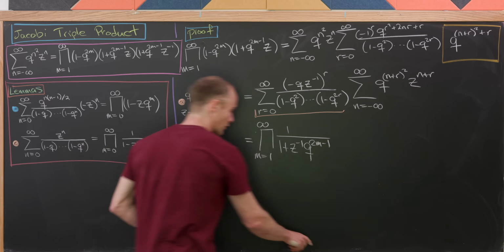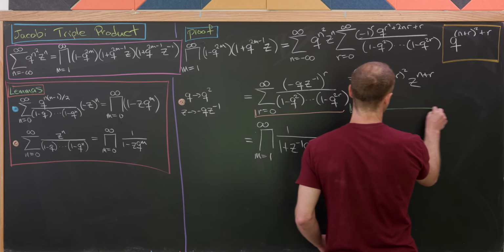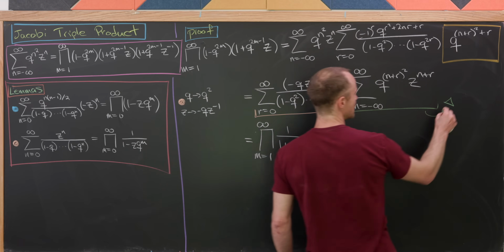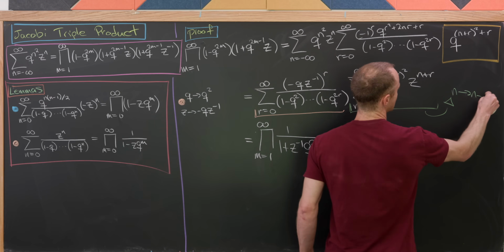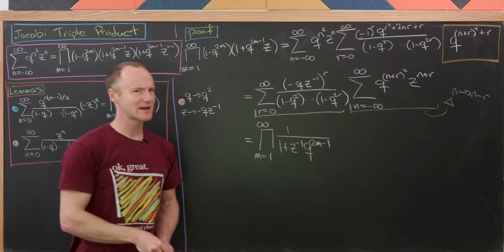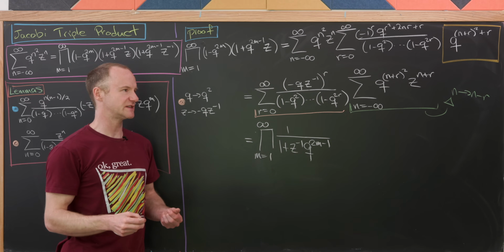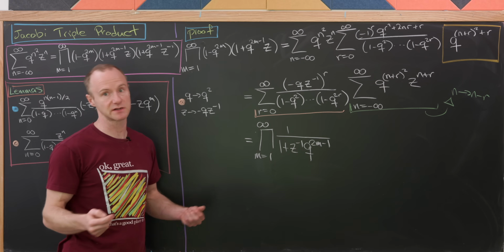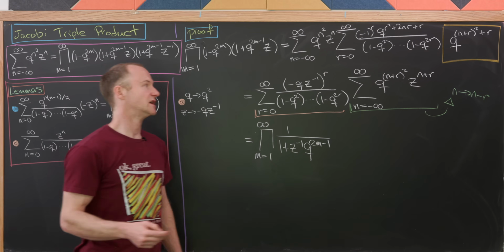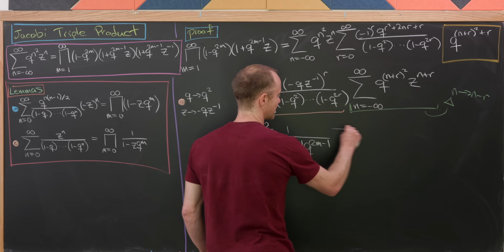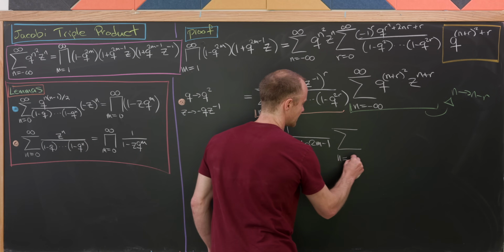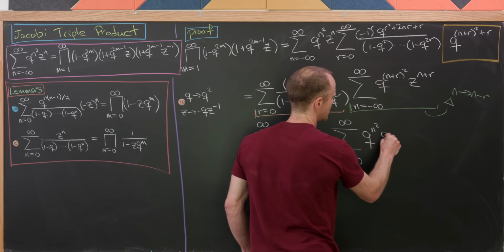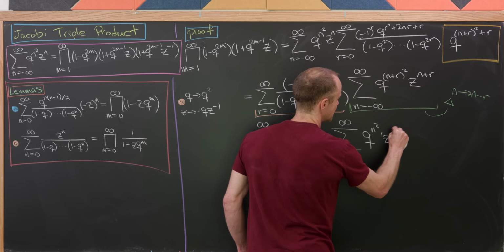And then I'm going to do a reindexing step on this term that I'm underlining in green here. I'm going to replace all the n's with n minus r's. But since I'm summing over all integers, my summation will not change what I'm summing over. It's still all possible integers. It's just now everything simplifies and we have the sum as n goes from minus infinity to infinity of q to the n squared times z to the n.